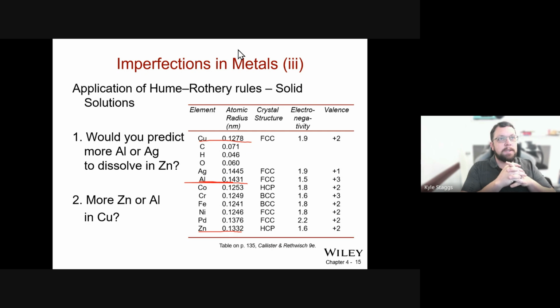A lot of people saying zinc into copper. What's the main reason why? Both are within that 15%, so you can't disqualify one based on the atomic radius. But that is why, for instance, you're not going to see hydrogen or oxygen in there.